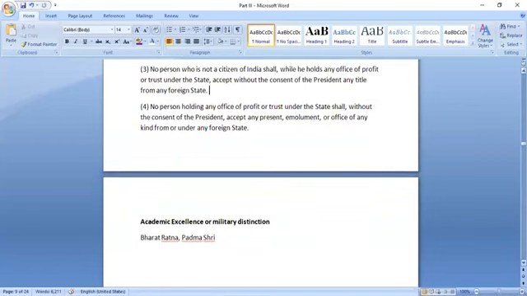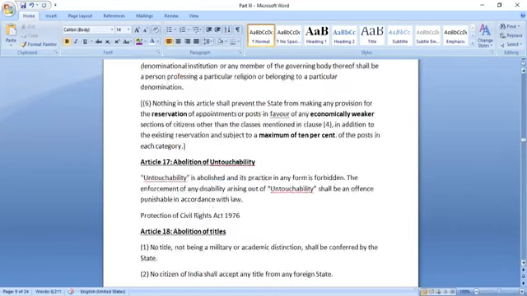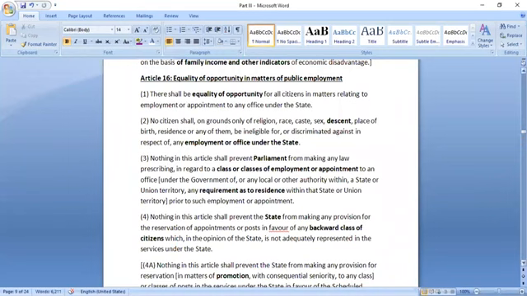So basically, no person is allowed to hold any sort of titles apart from anything that is given because of military distinction or academic excellence, like Bharat Ratna, Padma Shri, Padma Vibhushan. All of those are allowed. Then doctorate degrees are also allowed. But apart from that, all the other titles that were existing during the time of British rule were abolished under Article 18 of the Constitution.